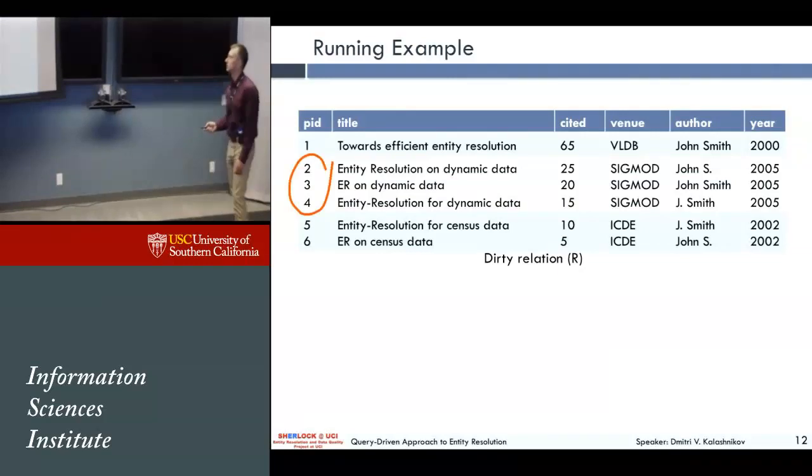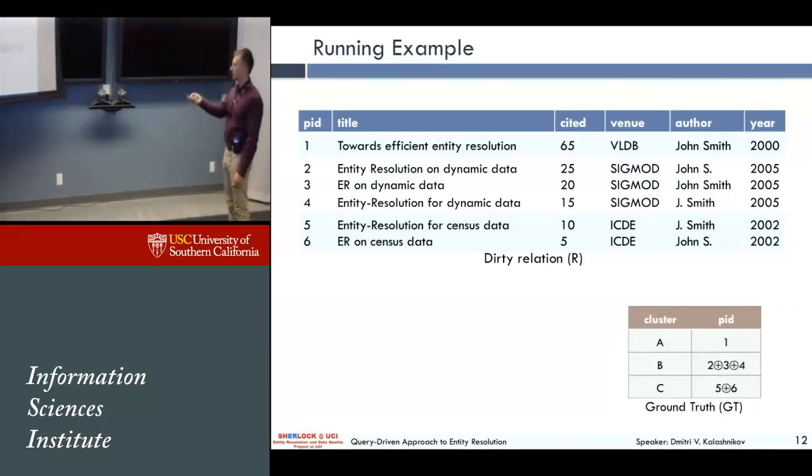In this table, again, it's bibliographic entries, let's say from Google Scholar. You have titles, like the first paper, towards efficient entity resolution. Then you have the cited attribute, so it says this paper is cited 65 times, then venue, author and year. In this example, papers 2, 3, 4 are actually duplicates, so they should be merged together. And papers 5, 6 are also duplicates, and should be merged together. So the ground truth is like this: you actually have only 3 publications.